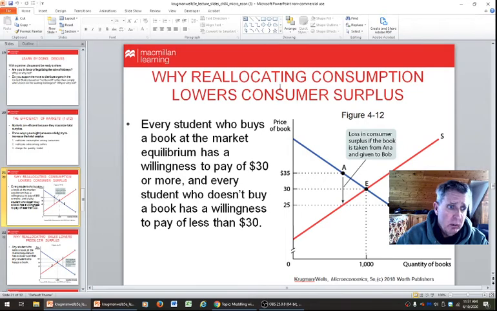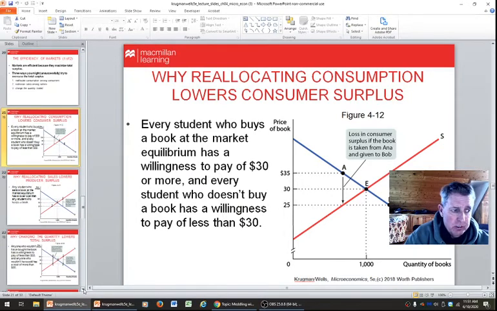So here we go. Why does reallocating consumption lower surplus? Every student who buys a book at the market equilibrium has a willingness to pay of $30 or more, and every student who doesn't buy a book has a willingness to pay of less, right? So if we reallocate consumption, if a book is taken from Anna and given to Bob, we lower consumer surplus by doing that. Oh, well, isn't that interesting? And that's an interesting phenomenon that you can extrapolate to taxation if you want to.